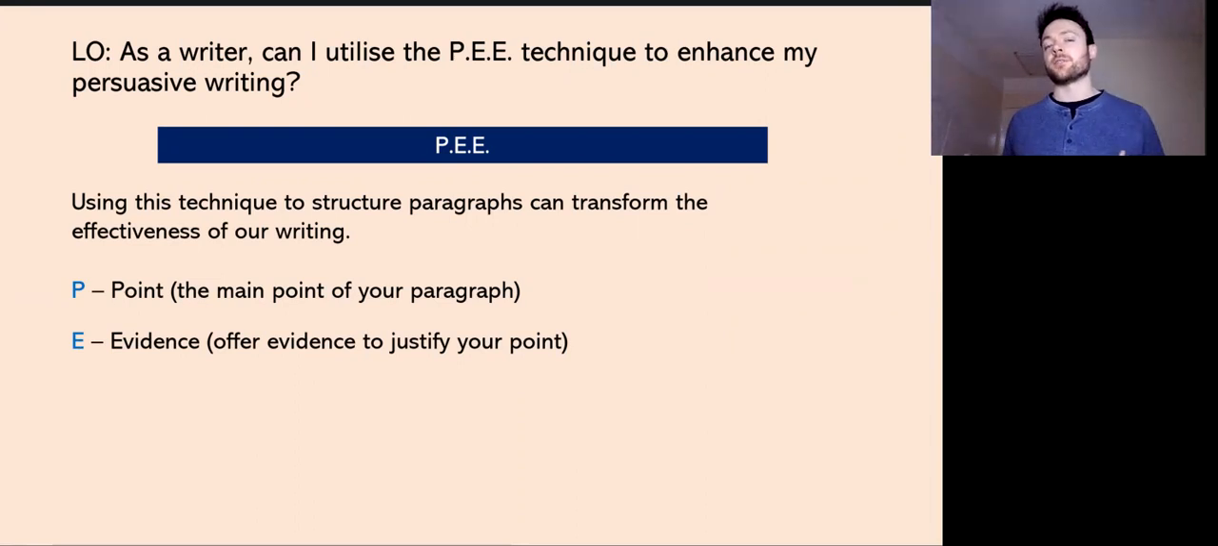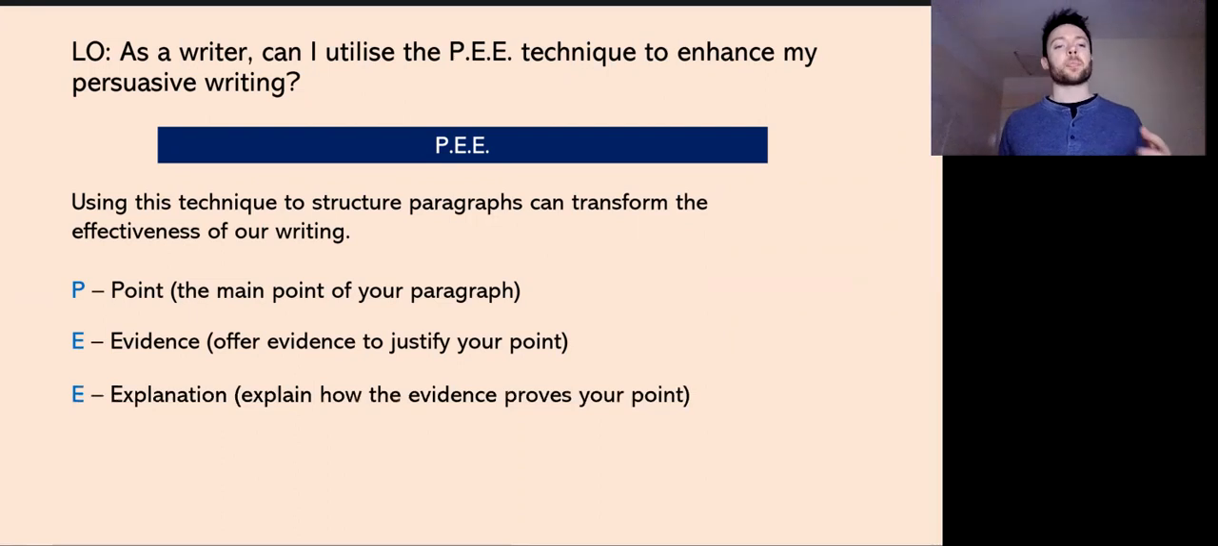E for evidence: you are going to offer evidence to justify your point, okay? It's not just enough to say something. You're going to need to back it up. And then finally, you have the explanation, okay? It could be explain, it could be explanation, same thing. Explain how the evidence proves your point, okay? So that's the last E, P-E-E. It's not just enough to offer evidence, you need to then explain how the evidence proves your initial point, okay?